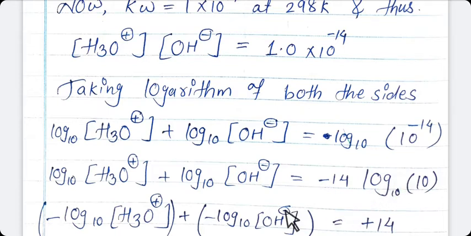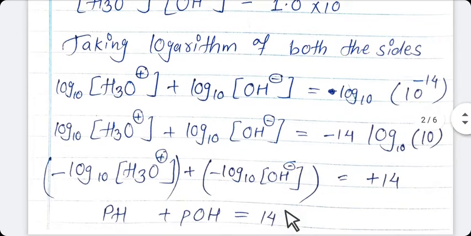Now student, multiply this whole equation by -1. Whenever you multiply this equation by -1, you will get -log to the base 10 of concentration of H3O+ minus log to the base 10 of concentration of OH- is equal to -1 into -14, minus minus plus, so we will get plus 14. Now -log to the base 10 of concentration of H3O+, we know that it is pH, then plus -log to the base 10 of concentration of OH- is nothing but pOH, and it is equal to 14.